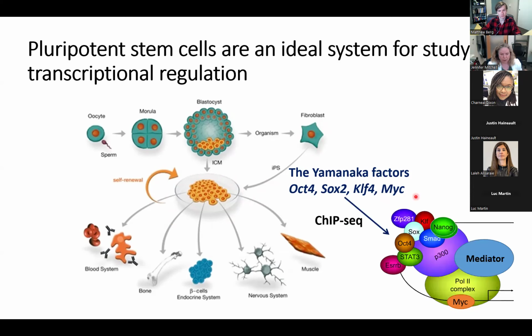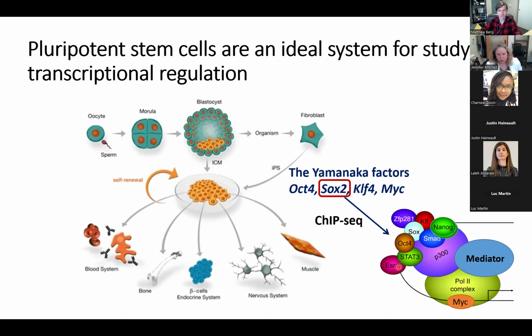Also, around the same time, a number of chromatin immunoprecipitation sequencing experiments started to determine where different transcription factors were binding the genome on a genome-wide scale in these cells. So there was a lot of data for us to use to try to formulate hypotheses about where the enhancers might be and how they might be regulating specific genes.